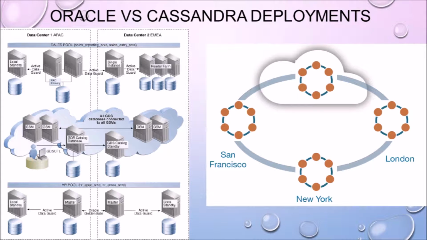This is how typically you would deploy it in Oracle. You would have active replication within a data center, so within one data center you would have Data Guard, right, and then you would have Golden Gate to go across data centers, and then for every product that you use, you have to pay Oracle a lot of money. But in Cassandra, you don't have to do anything.